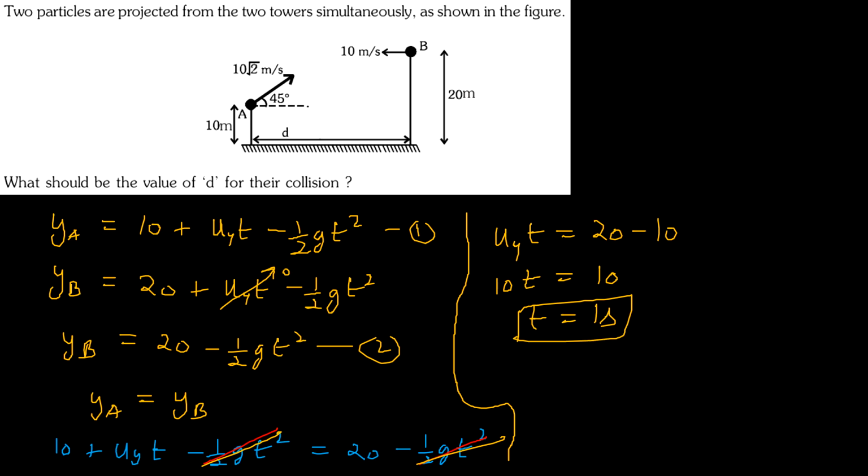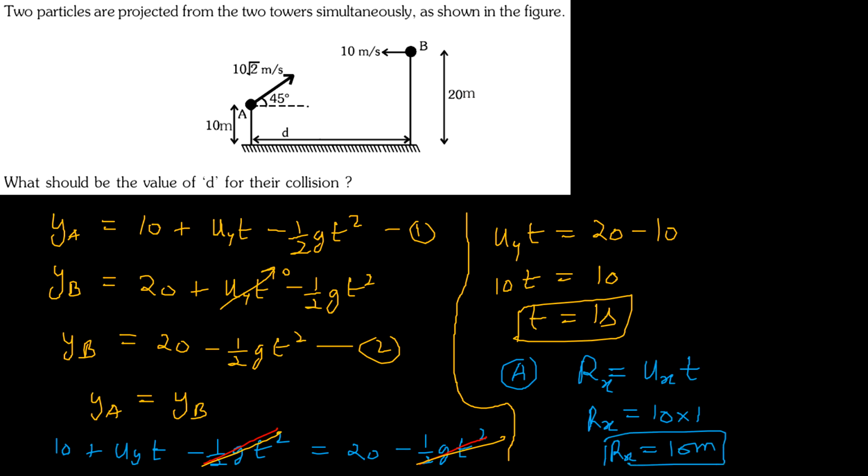Now what is the range? Now come to the point, what is the range? So for the point A, I am taking r is equal to uxt. Okay, now what is ux? ux is 10, now t is 1. So rx, the distance for x, is 10 meter. This is for rx.